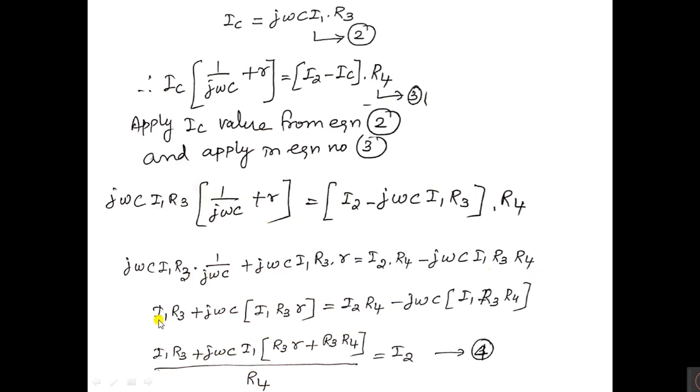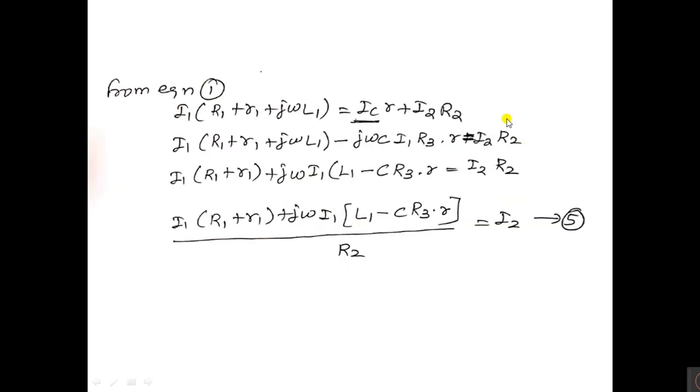So here the expression I1 R3 plus j omega c into I1 R3 R, that is equal to I2 R4 minus j omega c I1 R3 R4, right? Okay. Now from this I can write this expression number 4. If I bring this term in left hand side, this becomes plus here, right? So this is the expression number 4 for I2.